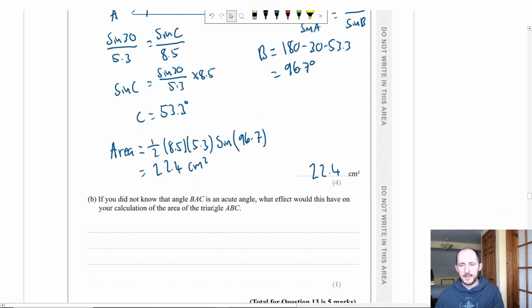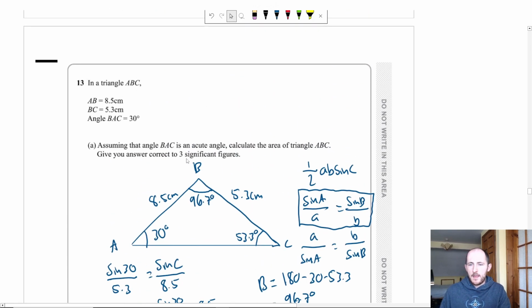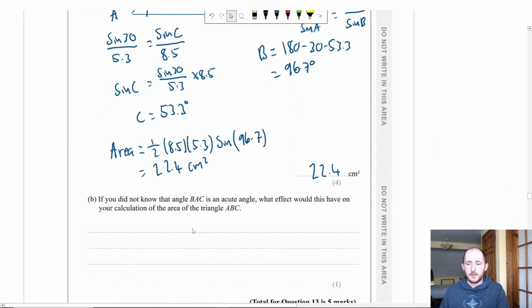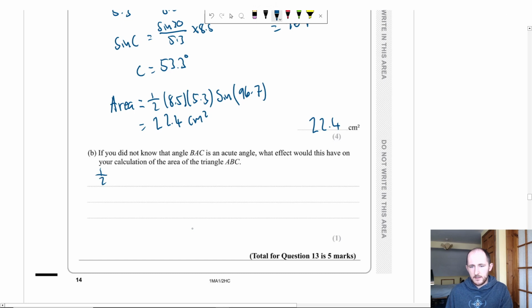Now, part B, very, very interesting question, very strange. So if you did not know that it's an acute angle, what effect would this have on your calculation of the area? So, it says assuming that it's an acute angle. And the reason for this is the half AB sine C formula requires an acute angle.